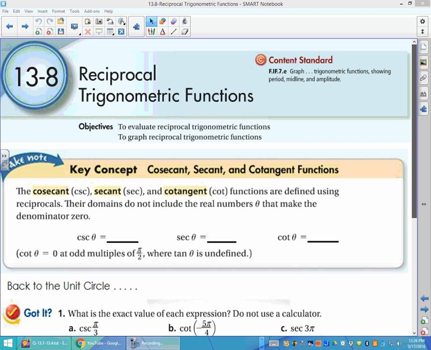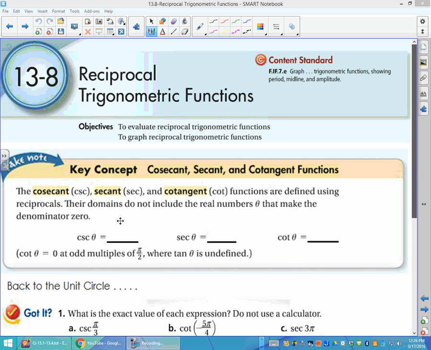Covering section 13.8, and that is reciprocal trig functions. We're going to evaluate them and graph them. Okay, so first off, we have cosecant, secant, and cotangent, and we talked about those in the packets that we did, so I think most of y'all are familiar with them already, but we will review.